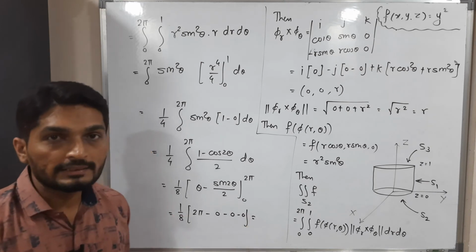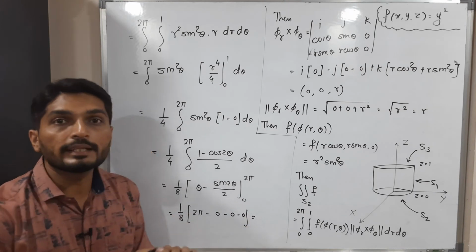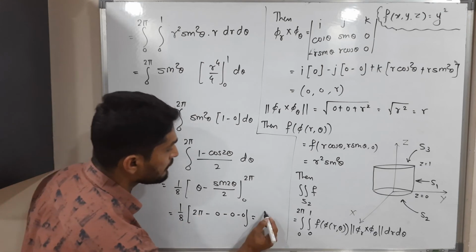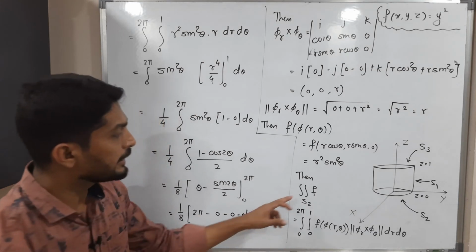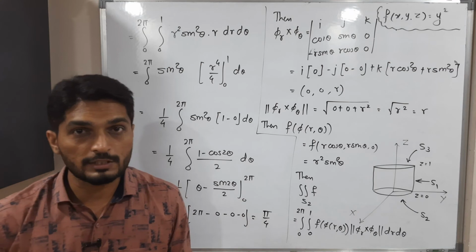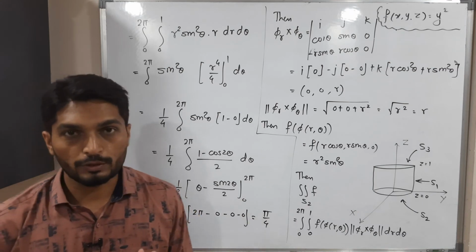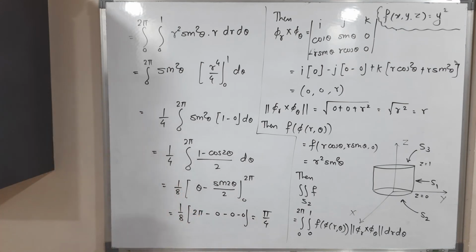So only 2 pi is there, getting? So that 2 will get cancelled, and here simply we will have pi by 4. So the double integration of f over surface S2 is pi by 4, getting? So make a screenshot of it, then we will go for surface S3.